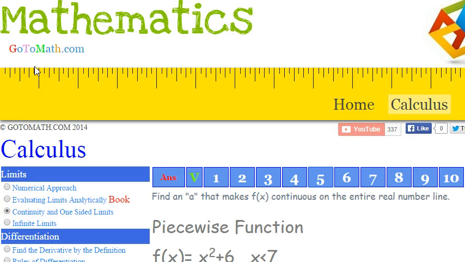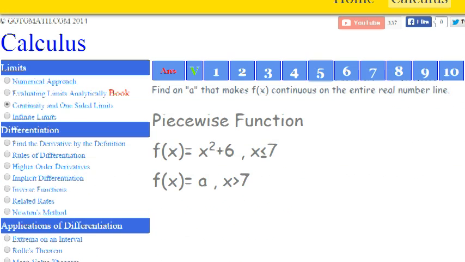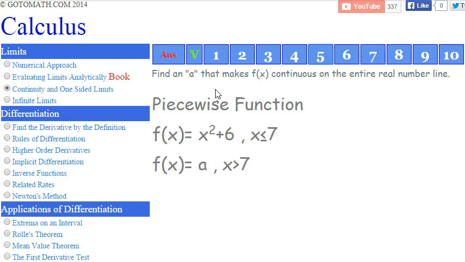We are at Go To Math. We're looking at calculus. We're under the section of limits, continuity and one-sided limits, and this is where you can find that problem right here. Alright, let's take a look at it. We're trying to find an a that makes f of x continuous on the entire real number line. Alright, so we want to find an a.